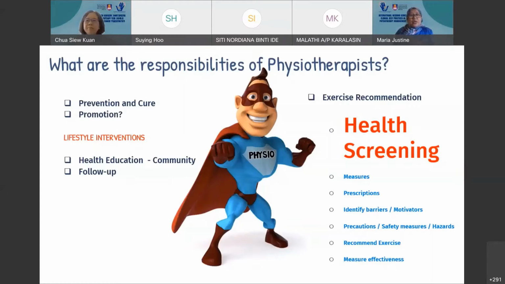So as a physiotherapist, what are our responsibilities? These are included in our scope of practice as a physiotherapist. We prevent, we cure, we promote, and implement lifestyle interventions. We educate the community, we follow up, we measure them, to give them the importance and to tell them that, look, you are improving or you are getting worse, so what needs to be done. And one of the important modalities for lifestyle intervention is exercise recommendations.